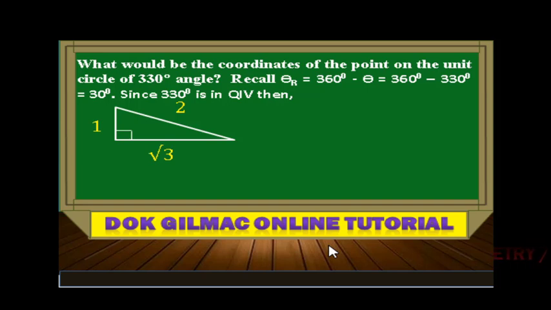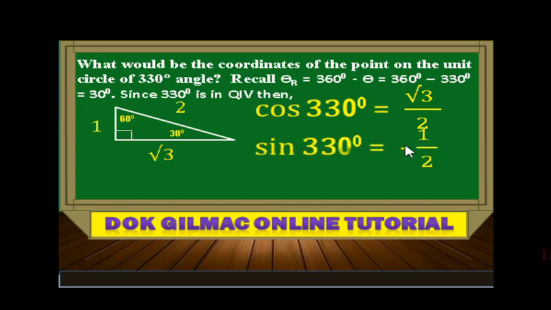What would be the coordinates of the point on the unit circle of 330 degrees angle? Recall, the reference angle is 360 degrees minus 330 degrees, which is just equal to 30 degrees. Since 330 degrees is in quadrant 4, then we have cosine 330 degrees is equal to square root of 3 over 2 and sine 330 degrees is just equal to negative 1 half. So the coordinates are square root of 3 over 2 and negative 1 half.